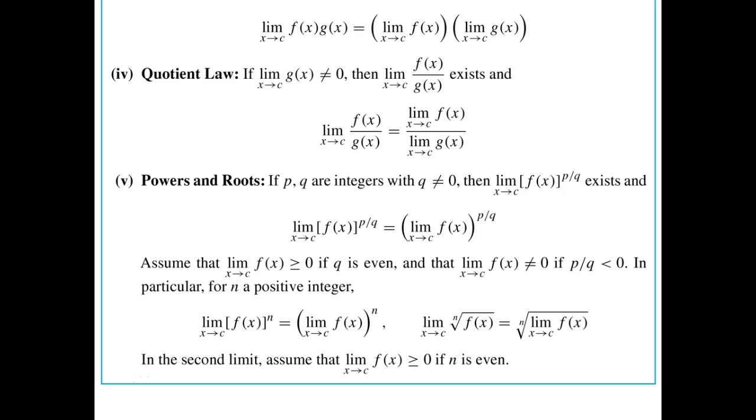It could be 0 here if q is even, okay? But it can't be 0 in the other case, but still it's going to be positive, okay? In particular, for n being a positive integer, boy, they're putting so much into this one. It's really not as bad as it sounds, okay? For n as a positive integer, this is your power here: the limit as x approaches c of f of x raised to the nth power.